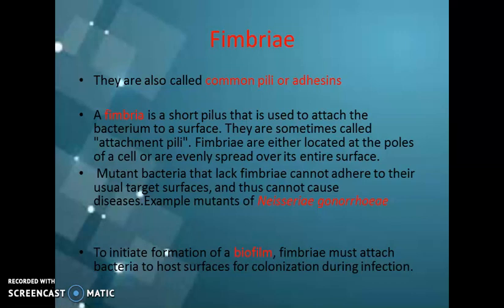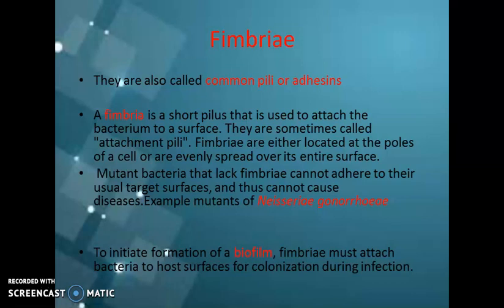Fimbria may be located at the poles of a cell, or they may be evenly spread over the entire surface. But these are not visible in the light microscope, only clearly visible under the electron microscope.